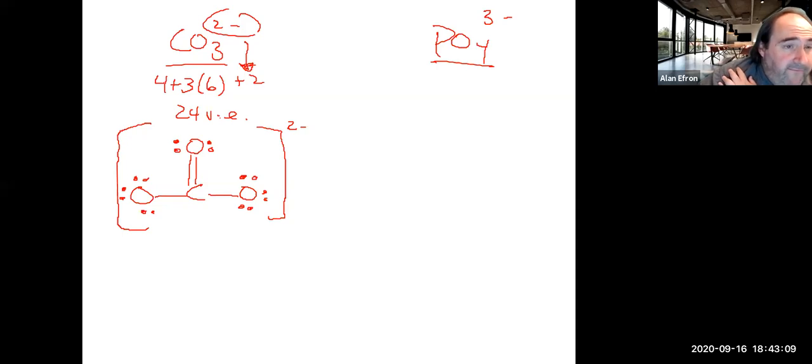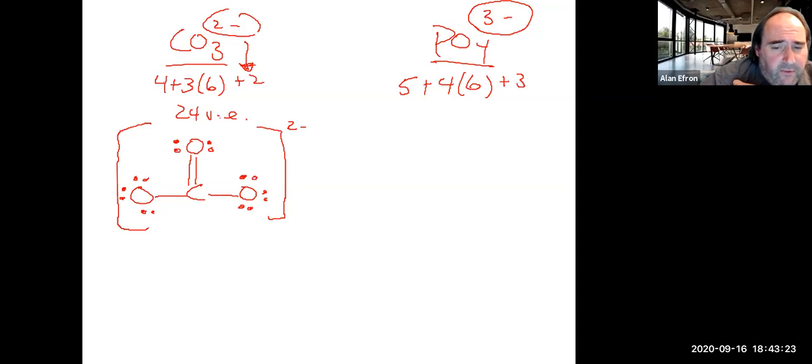Coming to our phosphate here, phosphorus is group 5. There are 4 oxygens in this case, each at group 6. And in this case, we do have a -3 charge, which means we do want to add 3 to it. That is 24, 29, 32 valence electrons.